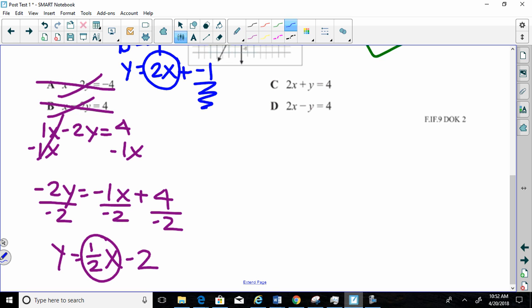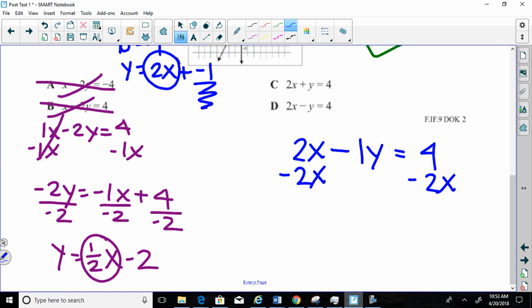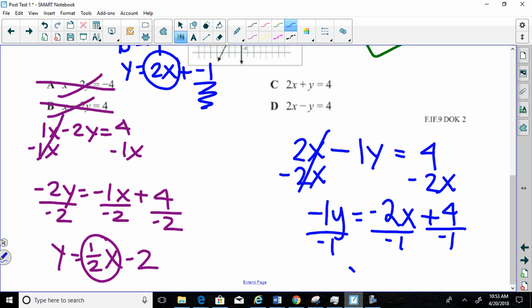So we know it has to be one of these. So let's try D. 2x minus y equals 4. What should I put next to y? 1. So how do I get y by itself? First, let's subtract 2x. And don't drop that negative. -1y equals -2x plus 4. Then what do I do? Yes. And you get y equals 2x minus 4. Now, do they have the same slope, different y-intercepts?